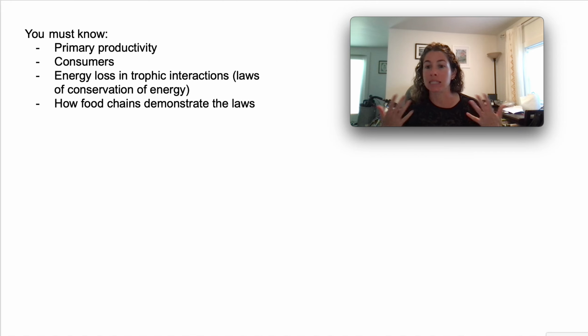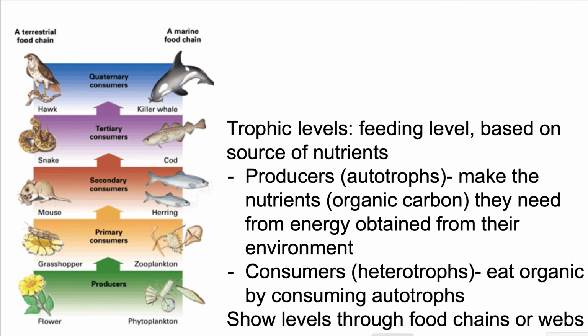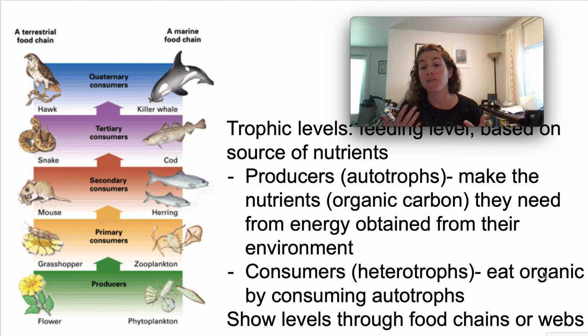And then I want you to be able to see and visualize how food chains and food webs demonstrate these laws and these trophic interactions. So trophic levels are feeding levels, based on the source of nutrients. What's your source? Are you making your own glucose like a producer, or an autotroph? They make their own organic carbon, and they obtain it from their environment. So photosynthesizers obtain inorganic carbon dioxide from the atmosphere, and they convert it to organic carbon, glucose, and that is absorbed or eaten by consumers or heterotrophs.